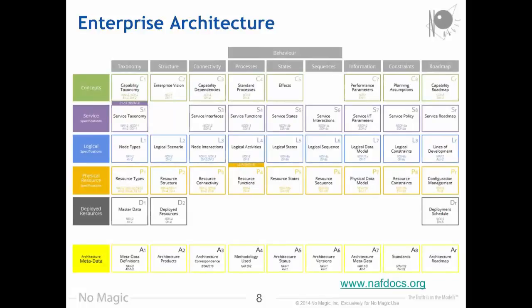There is a new way how these views are put together in the grid, more like the Zachman framework. If you are interested, you may find more information at NAF.org. As you may see here, we have different perspectives. First, we can analyze the enterprise using top-down principles, from concepts to logical and physical resources views, adding services, deployed resources, metadata. But at the same time, we can see the same picture from different perspectives.